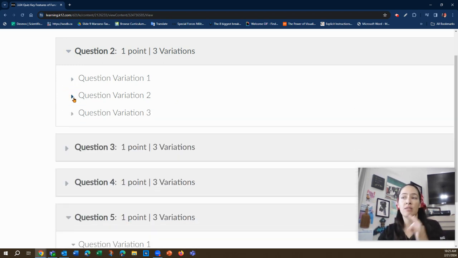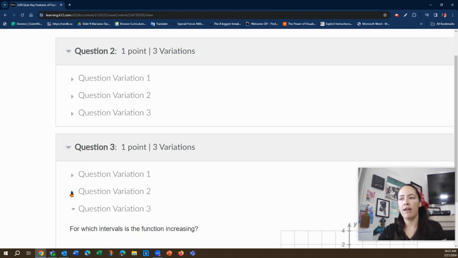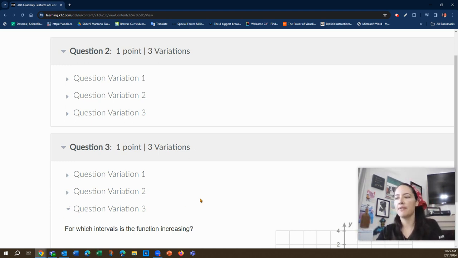Sometimes they'll give you a specific interval, and then you'll have to look at that interval and see where's the highest or lowest, and it could be an end point. It could be an end point, but we're not talking about that today.